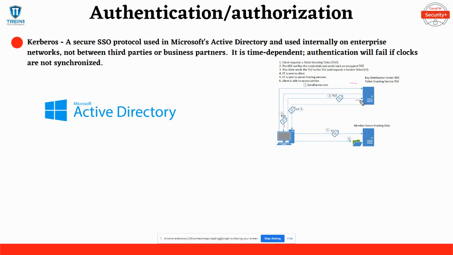So back to the KDC. That service ticket is sent back down to the client. And then the ST, that service ticket, is sent to the server hosting data, which could just be like a file share, right? Or a file server. And the client is able to access that service. So this kind of just gives you the BLUF, right? Which stands for bottom line up front, of how Kerberos works.